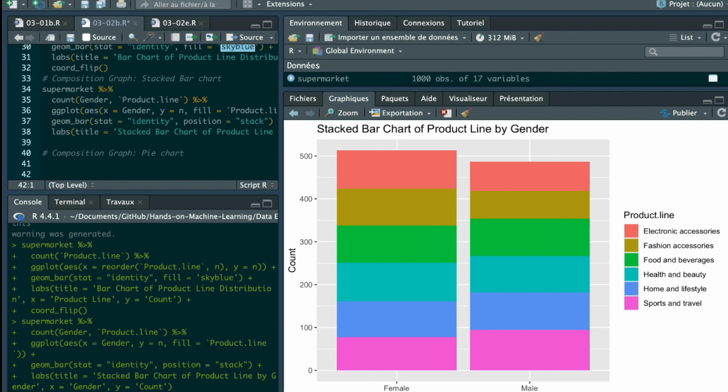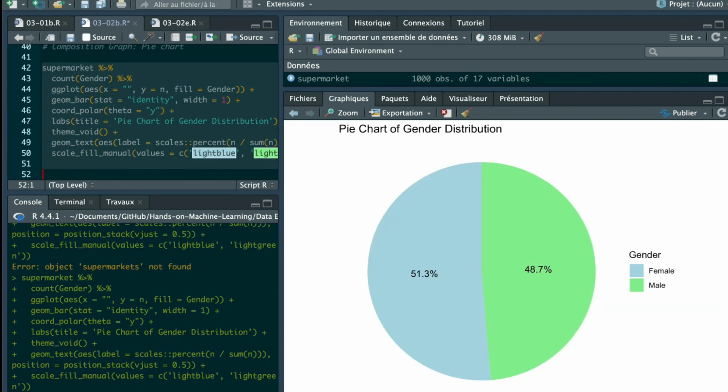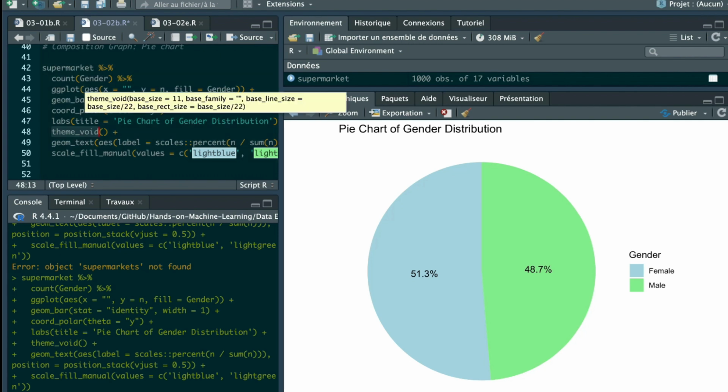Finally, let's create a pie chart to visualize the gender distribution in our dataset. Pie charts are ideal for showing proportions within a single categorical variable. This pie chart shows us the proportion of male and female customers. The labels display the percentage each gender represents, making the chart easy to interpret. Use theme_void to remove unnecessary chart elements, keeping the focus on the data itself.